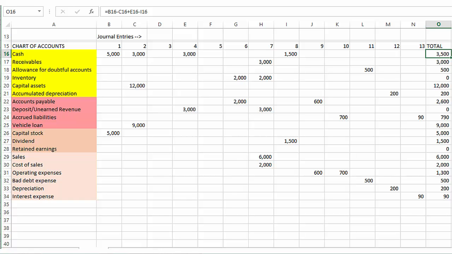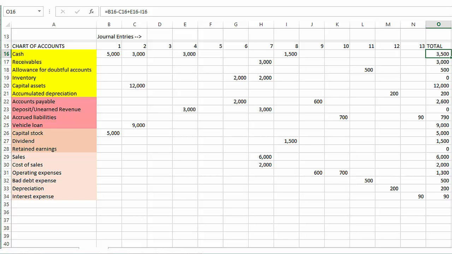Here is the same spreadsheet with only one change. In this case, I posted all the same entries. However, I just put the debits and credits in as positive numbers for each of the accounts. So what's wrong with this? Well, let me tell you.